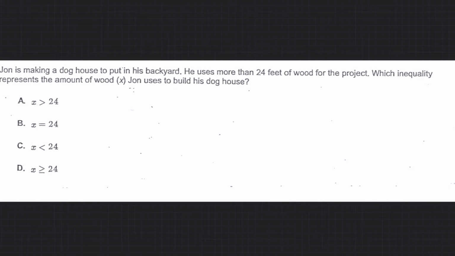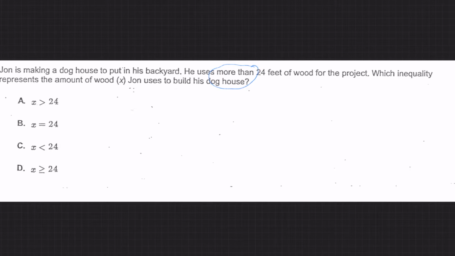It says, John is making a doghouse to put in his backyard. He uses more than, that's the clue right there, more than 24 feet of wood for the project. He doesn't use at least 24 feet of wood. He uses more than 24 feet of wood. So 24 is not included in the answer. It has to be more than.